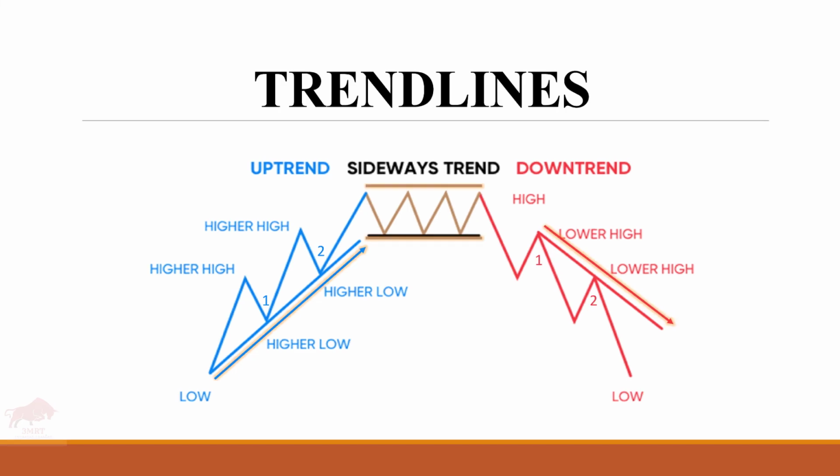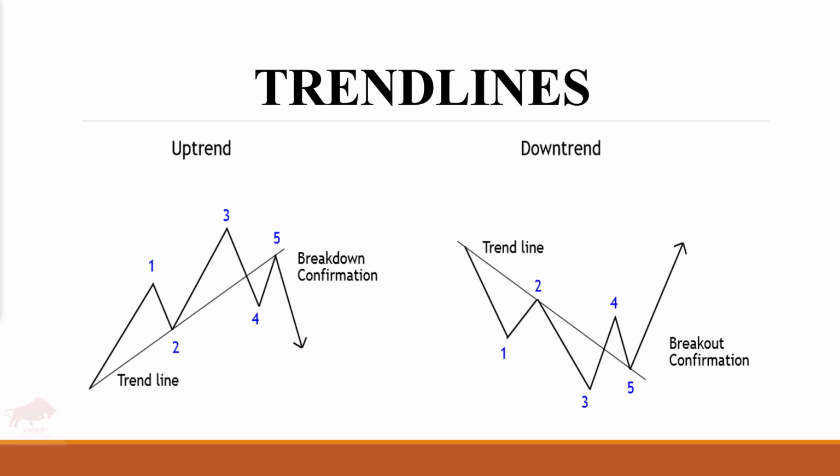When drawing trend lines, it's important to consider the time frame and the relevance of the price points. Longer time frames tend to have more significant trend lines compared to shorter time frames. Trend lines can also act as dynamic support and resistance levels. If the price breaks above a downtrend trend line or below an uptrend trend line, it may signal a potential trend reversal or a breakout.